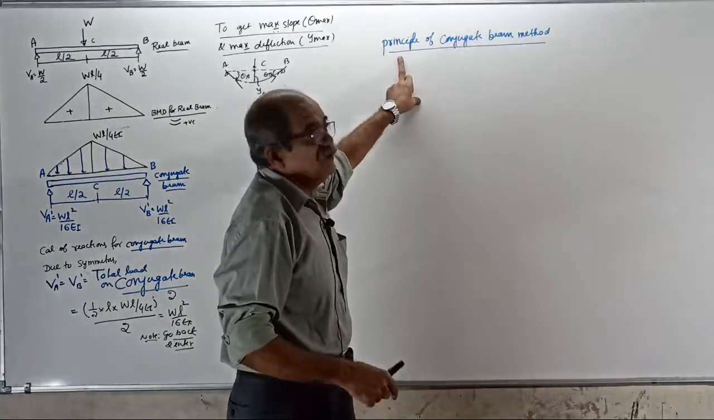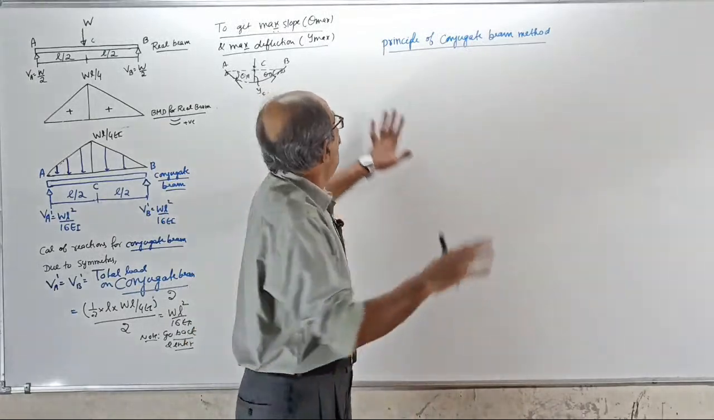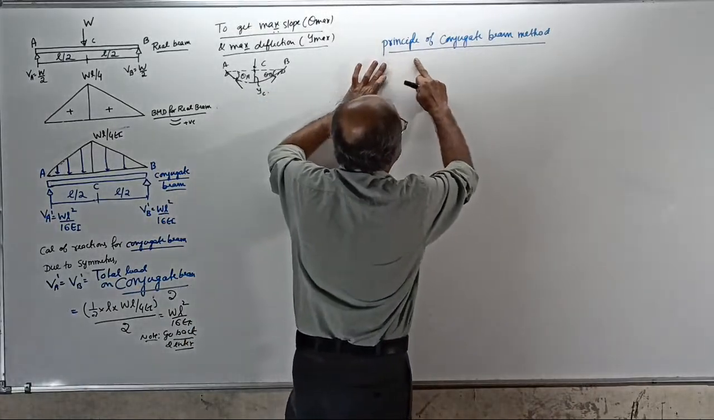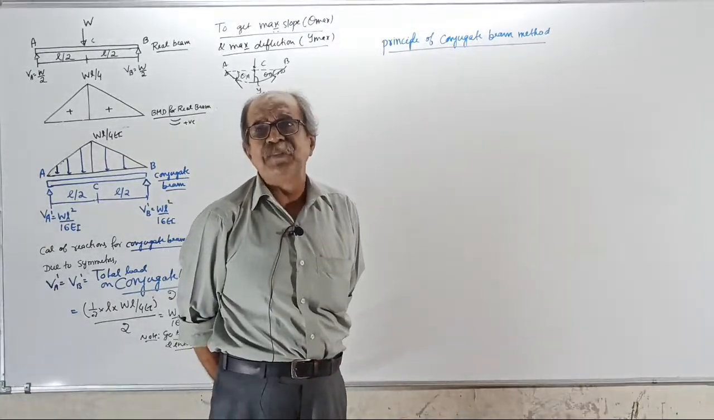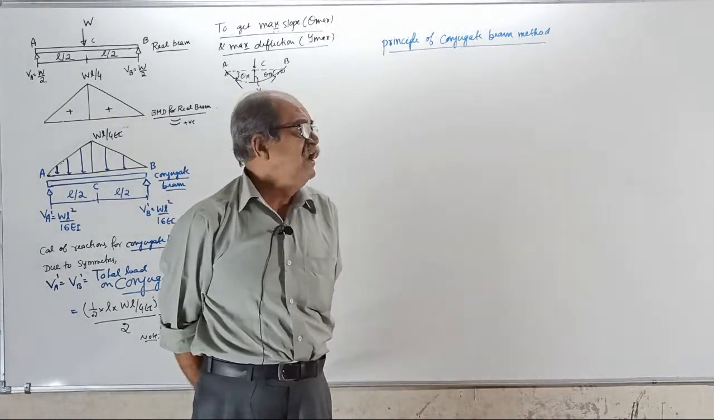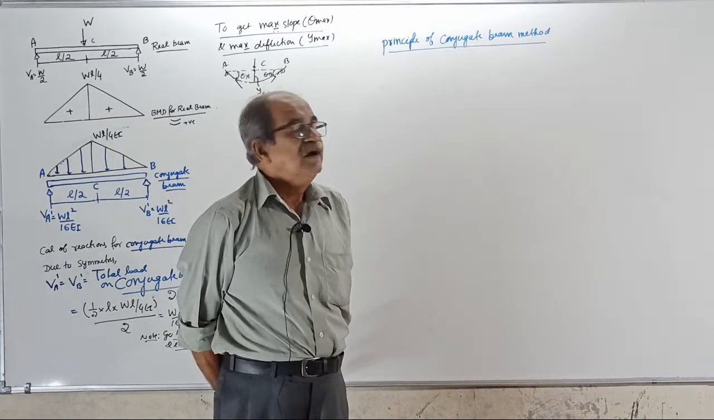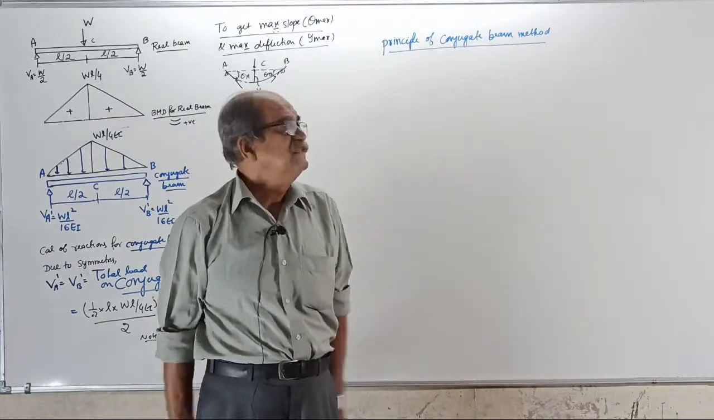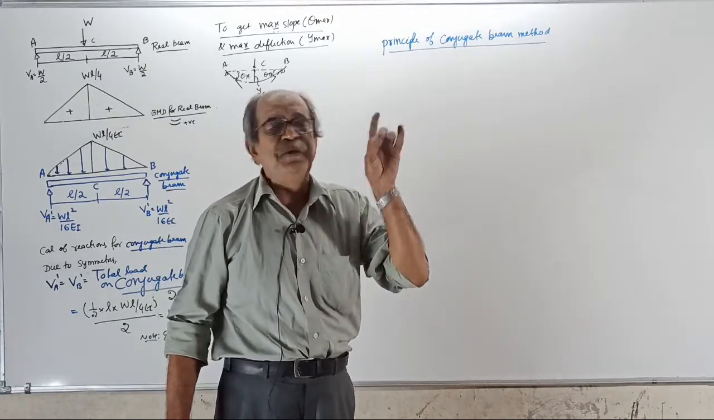See, suddenly the rain started a little. Okay. So I will first tell the principle of the conjugate beam method. Remember, this is a graphical method. If you remember, in olden days there used to be a subject called graphic statics. There, slope and deflection are found by the conjugate beam method.